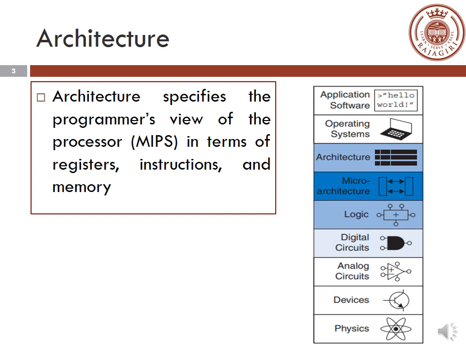The point to be understood here is that a single architecture like MIPS can have more than one microarchitecture. The logic layer in the diagram represents the implementation of microarchitecture using digital logic blocks like adders, subtractors, comparators, memory elements, FSMs, etc.